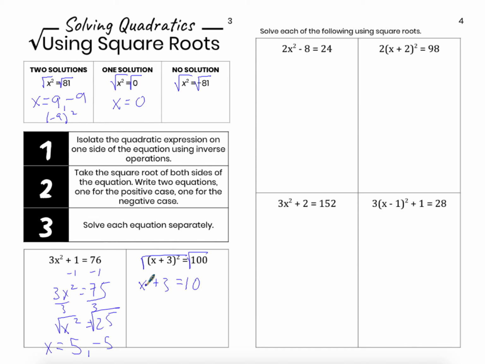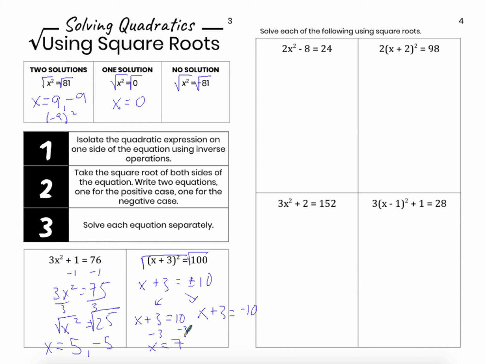Now, this gives us a simple one-step equation, x plus 3 equals 10. But the important point here is that x plus 3 is not just equal to 10. x plus 3 is equal to plus or minus 10, since there are 2 square roots to that 100. 10 times 10 is 100, and -10 times -10 is 100. That means I'd have actually not just one, but 2 equations. In this case, I need to solve 2 one-step equations, x plus 3 equals 10 and x plus 3 equals -10.